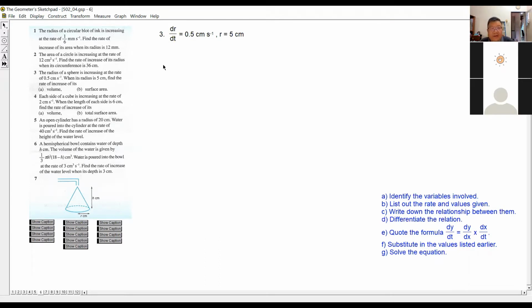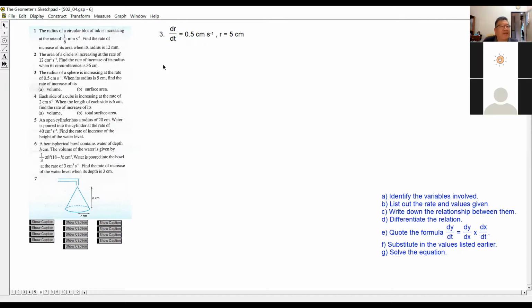Okay, so I read the question, I change them to symbol. So the first sentence, rate of sphere. Now it's not a circle, it's a sphere. The sphere is increasing at the rate of 0.5. So in symbol form, what must I write down? dr over dt. dr over dt is equals to 0.5 cm per second. When its radius is 5, how do you write in symbol? When the radius is 5 cm, r equals 5.